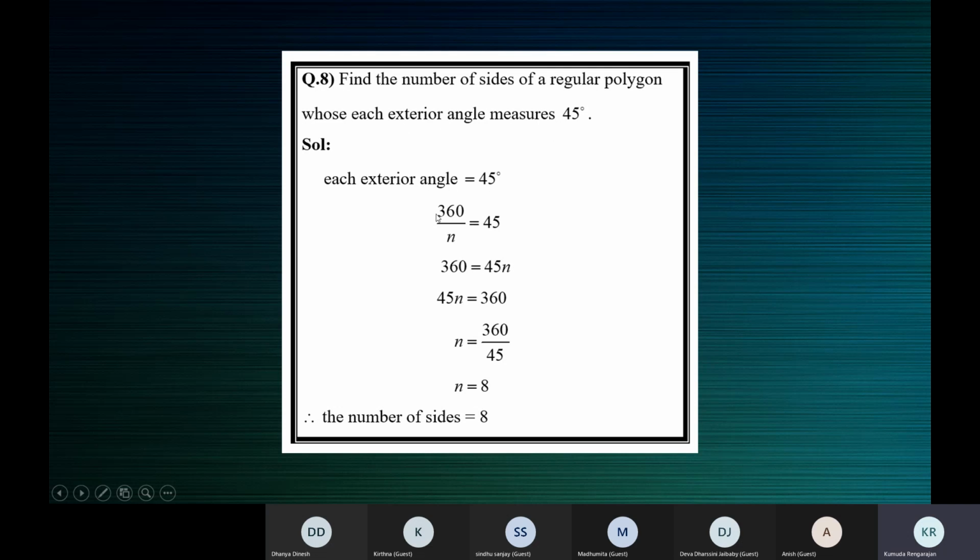Under each exterior angle, write 360 by n, because 360 by n is the formula to find each exterior angle. So if this is 45, that means 360 by n is 45. On solving this, you can find the value of n. Work it, children.